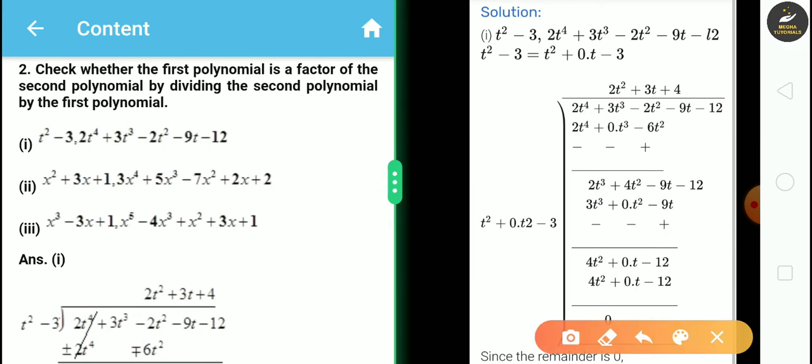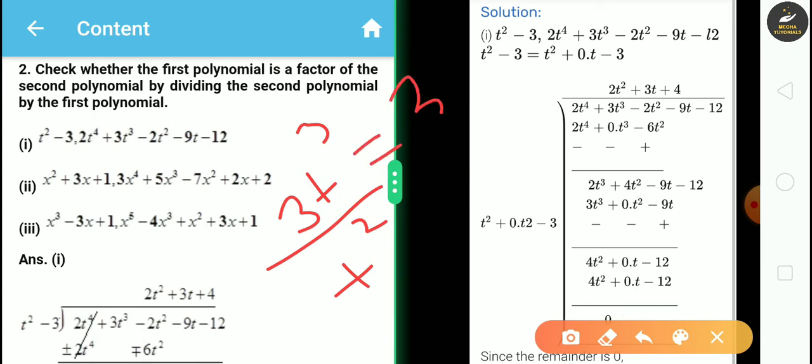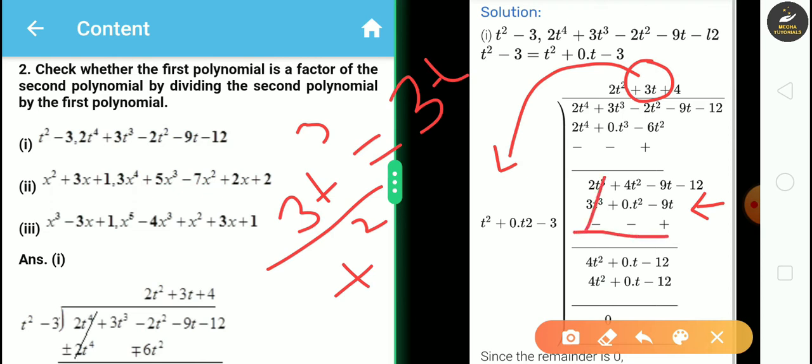So again first term upon first term, that is 3t cube upon t square. After solving we will get 3t, therefore plus 3t, and multiply 3t with the divisor. After multiplication we will get 3t cube plus 0t square minus 90. So again sign changing, then 3t cube minus 3t cube will be cut, 4t square as it is, minus 90 plus 90 will be cut, therefore 0t, and minus 12 as it is.